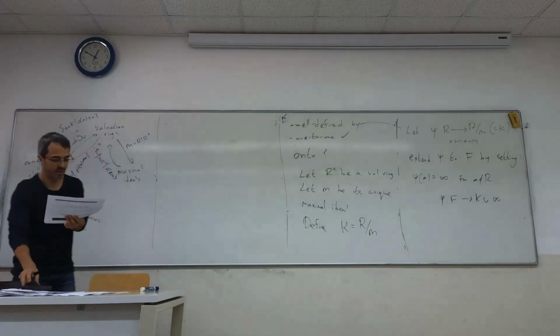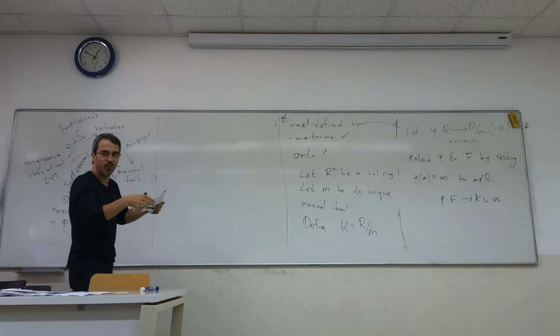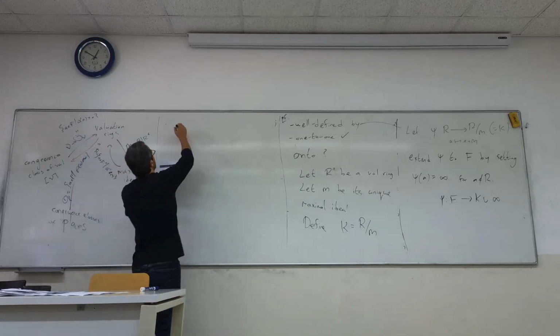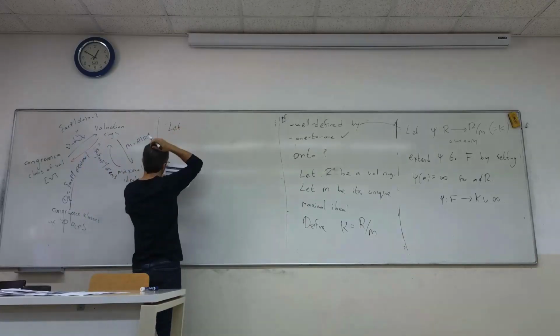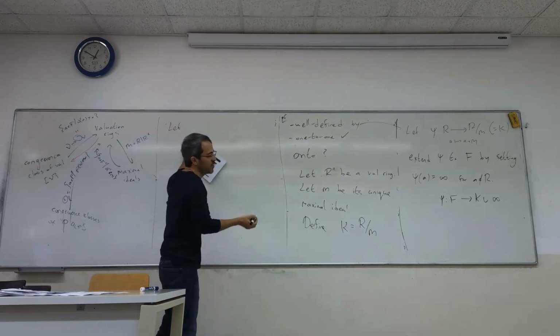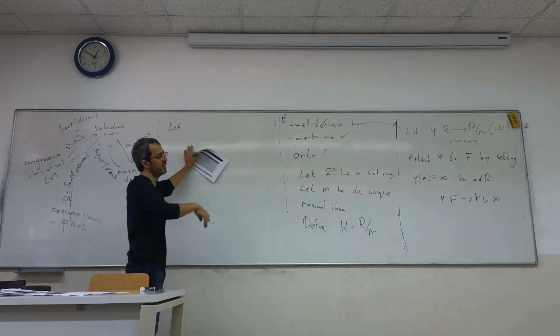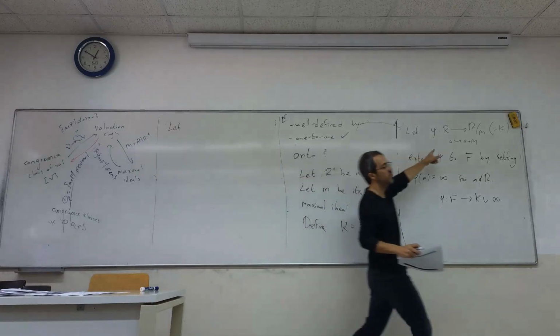So let's start by trying to prove this. I think it's maybe not so obvious. I mean, we need to show it's a place. So we need to show that psi of 1 is 1. That's obvious because 1 goes to 1 plus m.